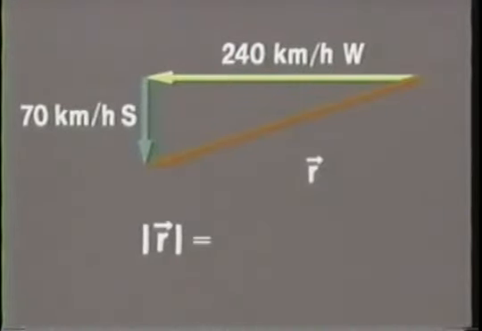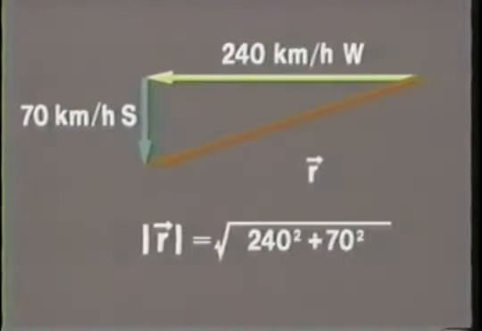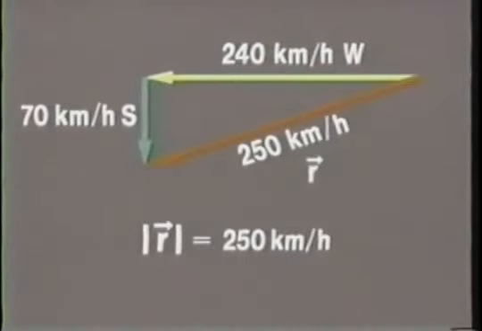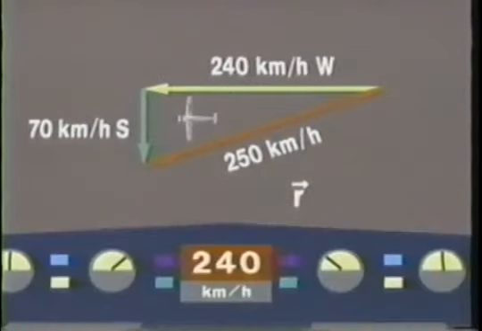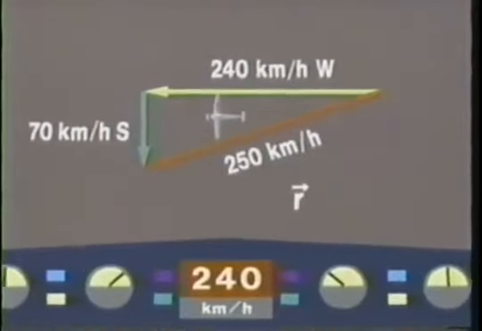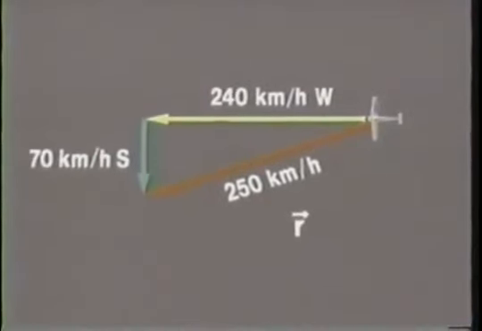Using the Pythagorean theorem, we find the magnitude of R is 250 kilometers per hour. The pilot's instruments tell him that he's flying at 240 kilometers per hour. But the magnitude of vector R, which takes the wind's effect into account, tells us that the true ground speed of the airplane is 250 kilometers per hour.